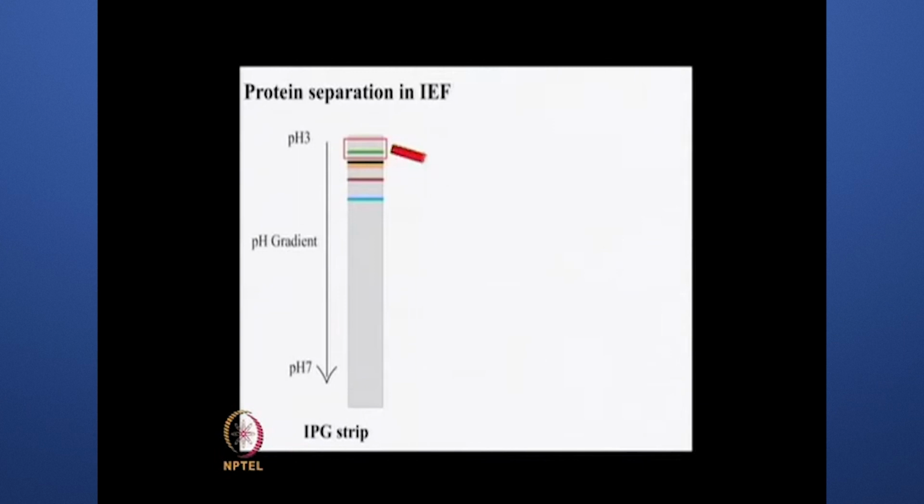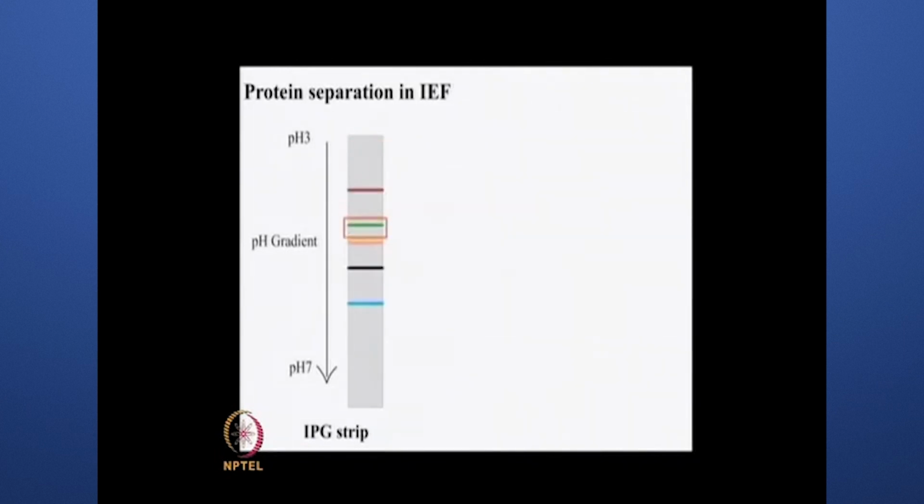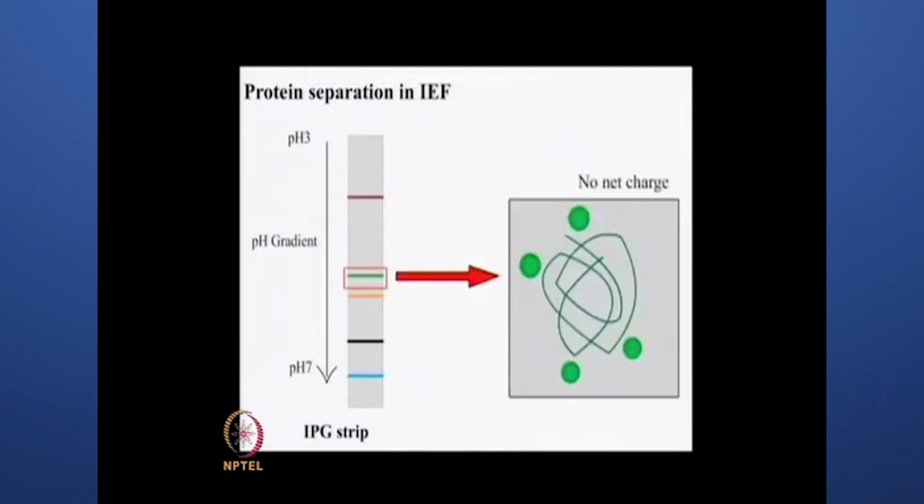Protein separation occurs on the basis of net charge of the protein. Proteins will migrate along the strip and come to rest at a point when their net charge becomes zero, known as their isoelectric point.